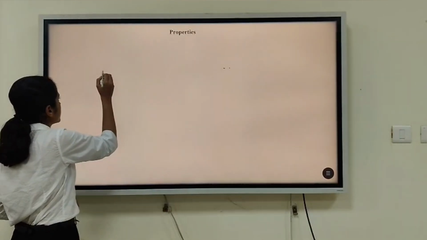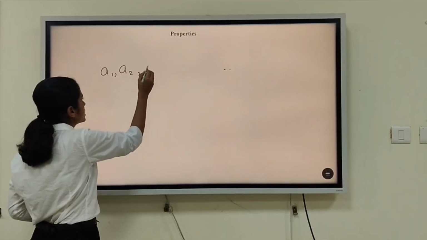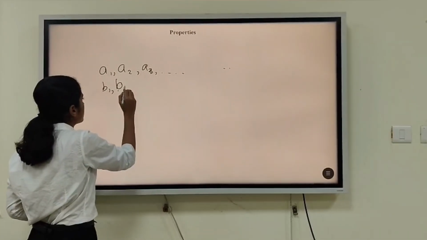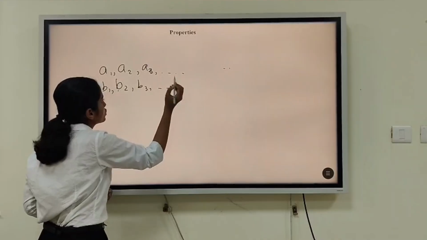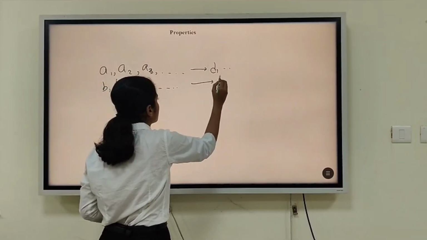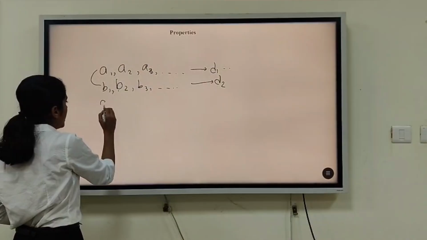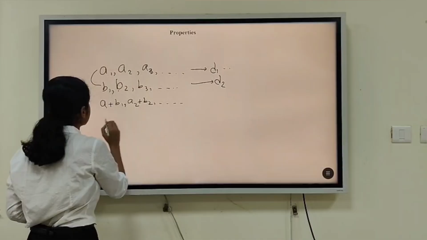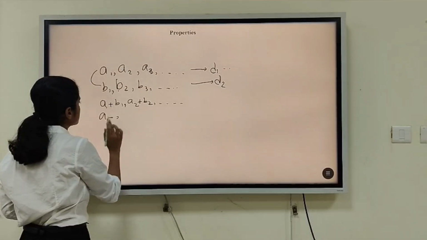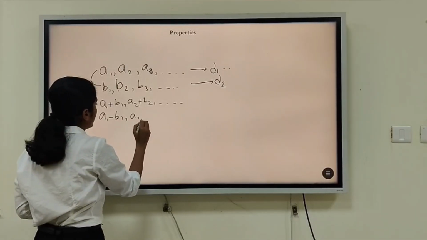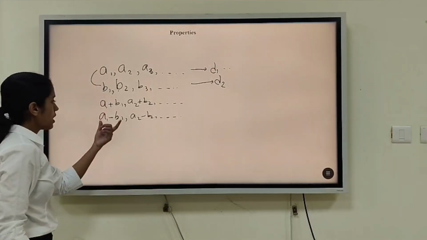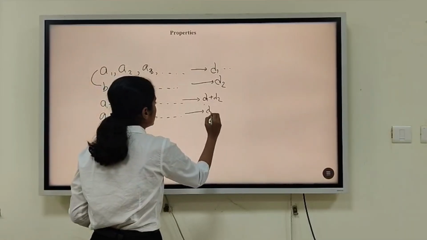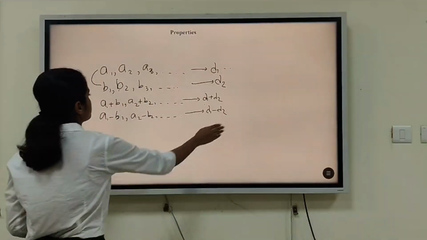Let's suppose you are taking two sequences which are in AP. Let's say they look like this: A1, A2, A3 and B1, B2, B3 with common differences D1 and D2. When you add or subtract these two sequences, you get a resulting sequence like this, and it will again be in AP with common difference D1 plus D2 and D1 minus D2. We can see it by example.